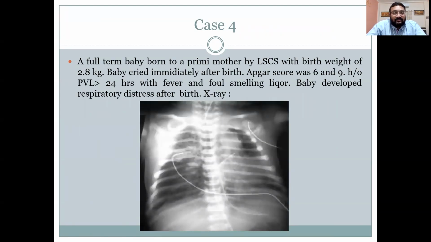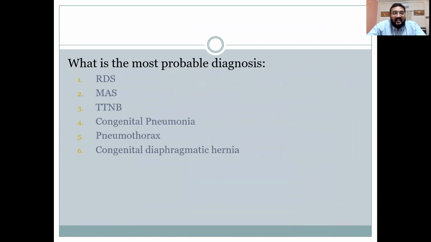Case 4. A full-term baby is born to a primary mother by LSCS with a birth weight of 2.8 kg. The baby cried immediately after birth. Apgar score was 6 and 9. There is a history of PV leaking for more than 24 hours with fever and foul-smelling liquor. The baby developed respiratory distress after birth, and the X-ray is showing this picture. So what could be the cause? RDS, MAS, TTNB, congenital pneumonia, pneumothorax, or congenital diaphragmatic hernia.